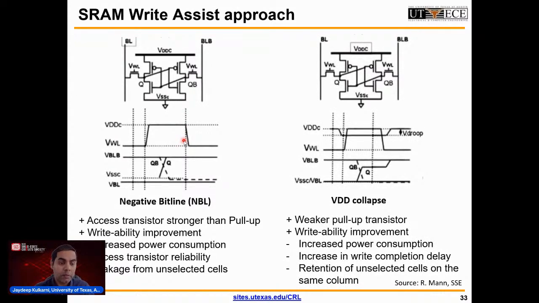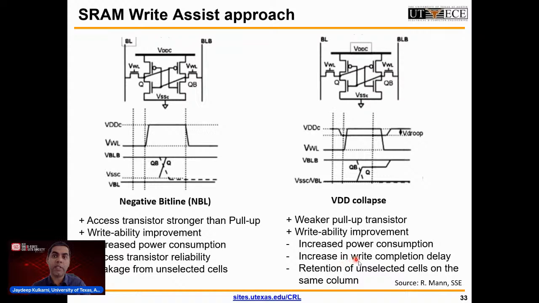And another important method for the write assist is the supply voltage collapse. It is also called the VDD collapse. So what is done here is, intentionally this cell supply voltage is lowered during the write operation, either for the entire duration or only for a slight duration. And because of that, the PMOS pull-up transistor is intentionally weakened so that the access transistor can overcome the contention and can flip the bit cell easily.